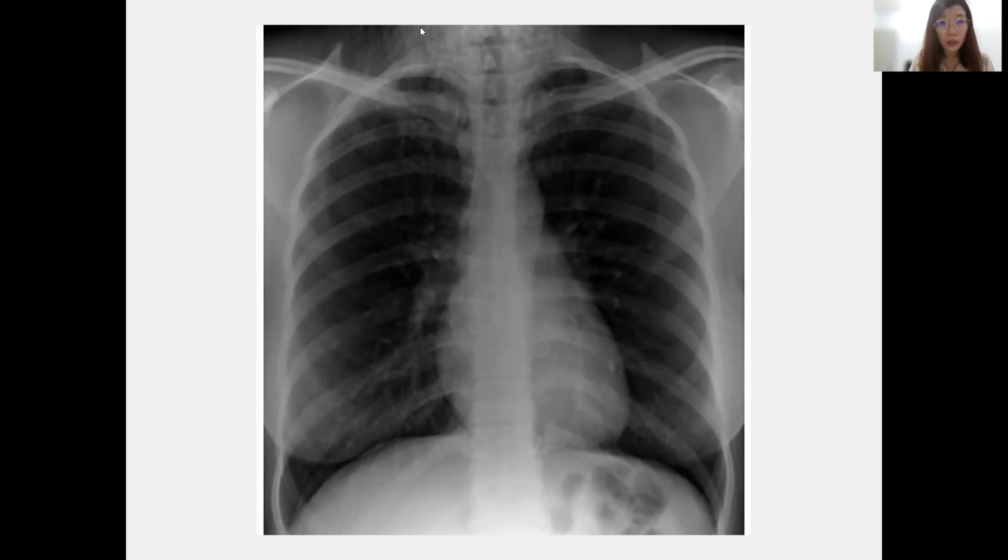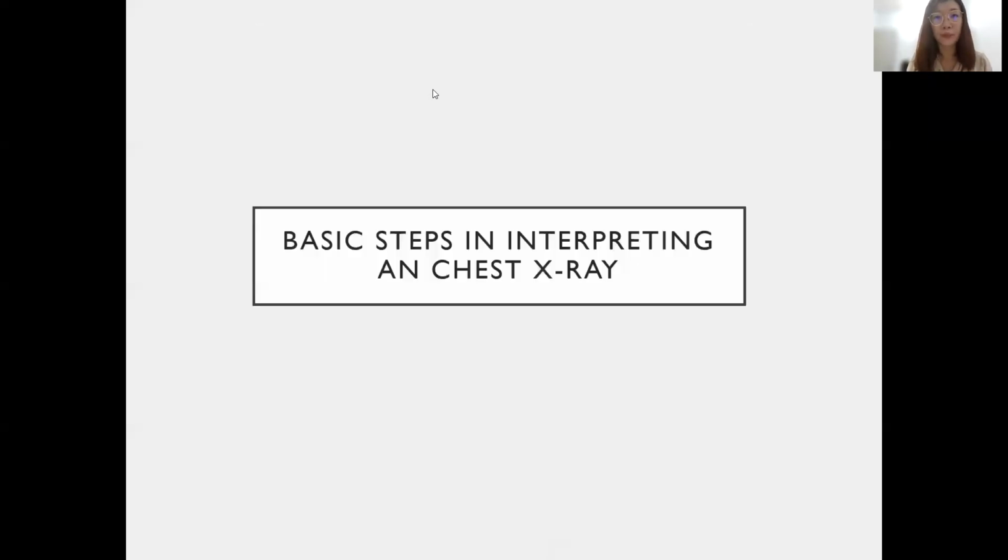Okay. So can you see the curvilinear opacity here? Yes. These are the hairline artifacts. When we see all these artifacts, we must know so that we won't misinterpret them as some lesions. So we must always remind the patient to tie up their hair when doing the X-ray.